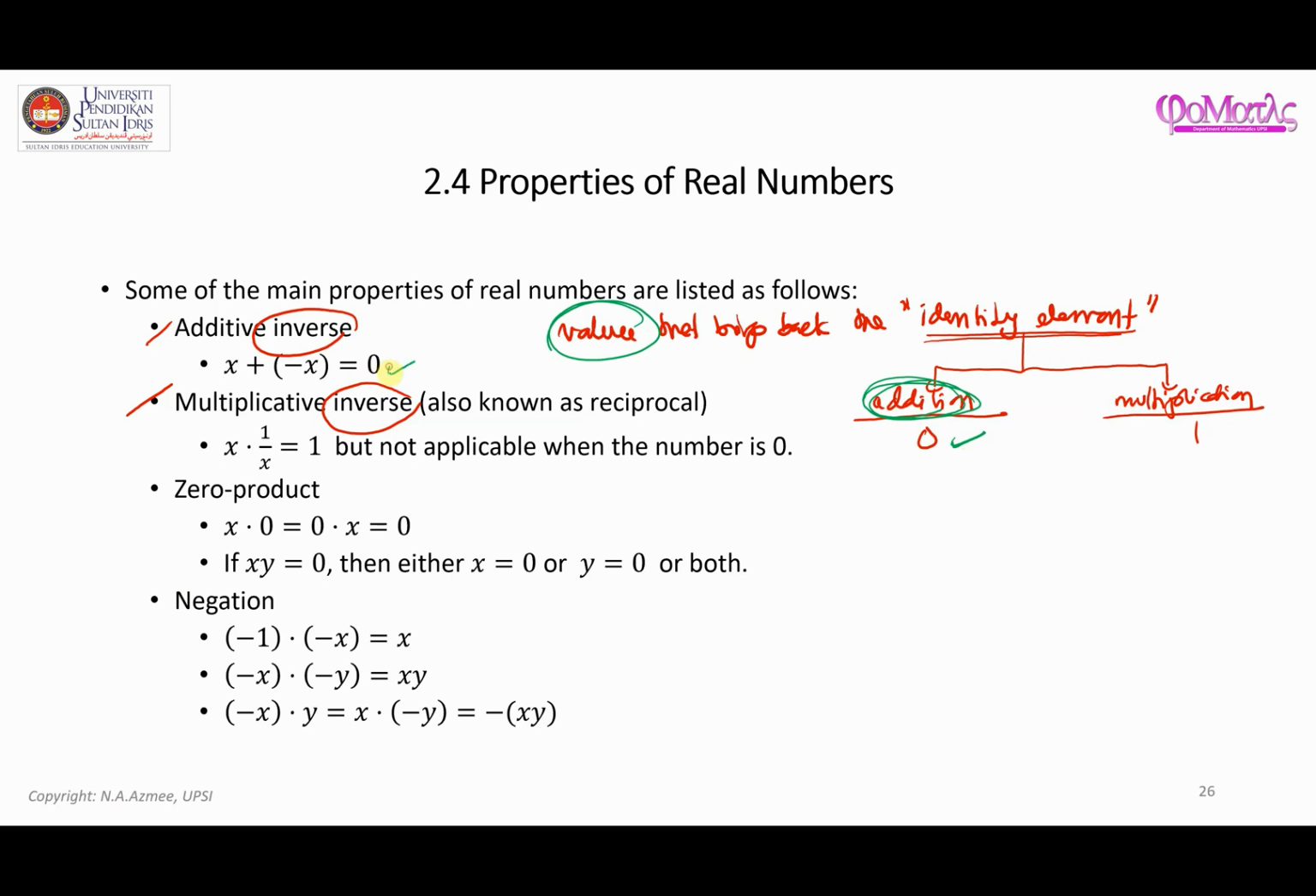So you need to get this result. What is the value that you can add to x in order to get 0? The value here is going to be negative x. So this is the additive inverse. We can say that negative x is the additive inverse.